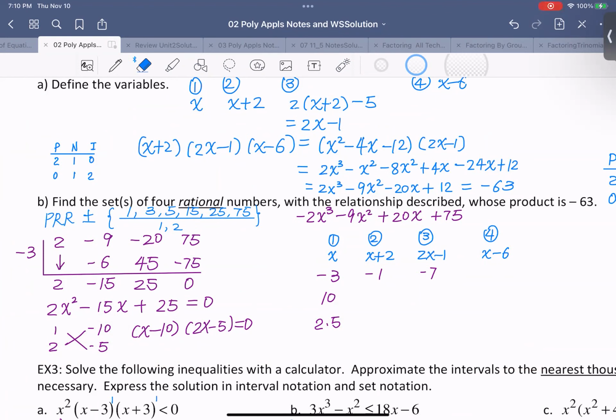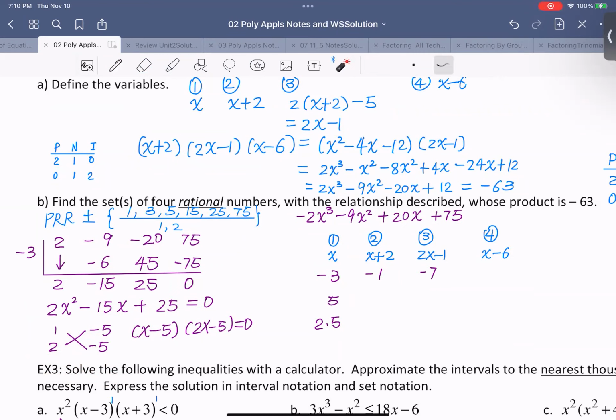2x minus 5 times... I have a typo here. Yeah, I have a typo here. This is -5, sorry. So this is -10 minus 5, which is -15. Okay. So I have x minus 5 here, right? That's right now, right? Okay, so this becomes 5.